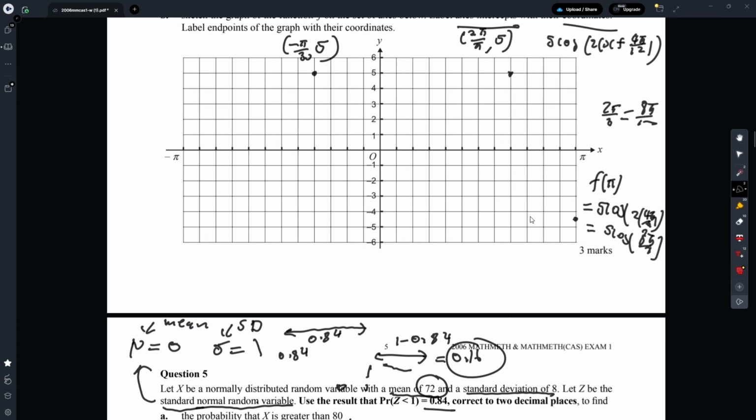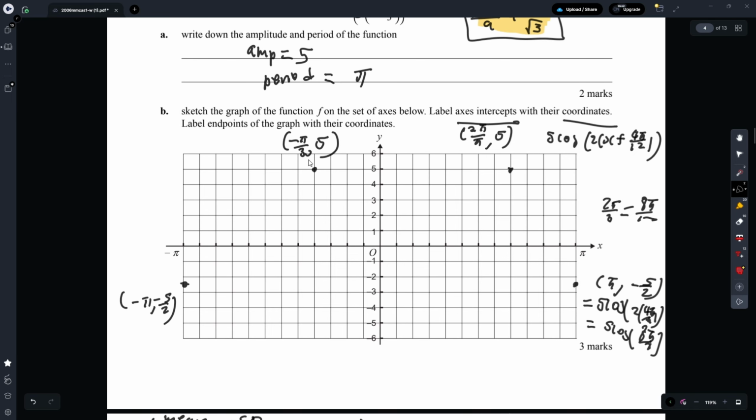Oh, that's way too far down. Negative 5 on 2. Same thing for this side. Should be negative pi, negative 5 on 2. Now we have to find the middle of this point.